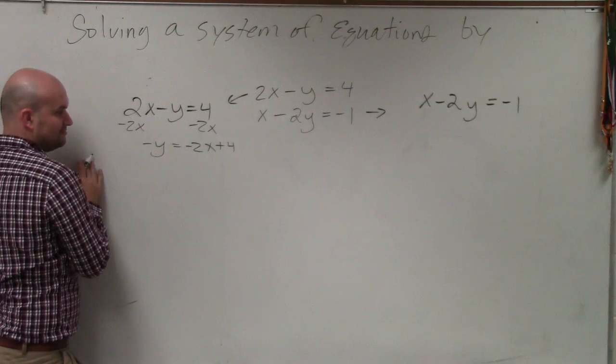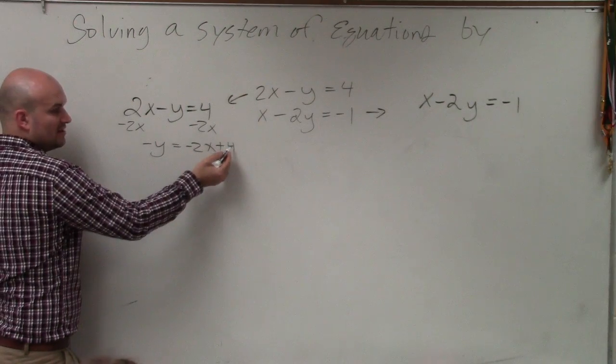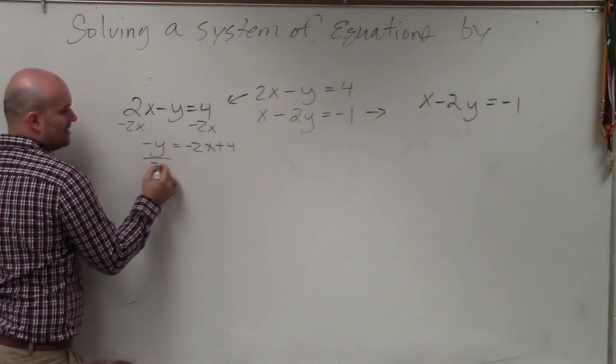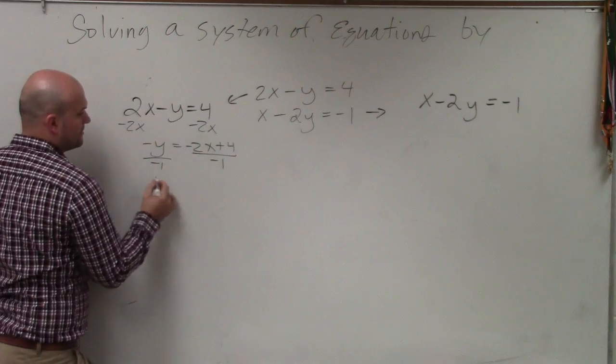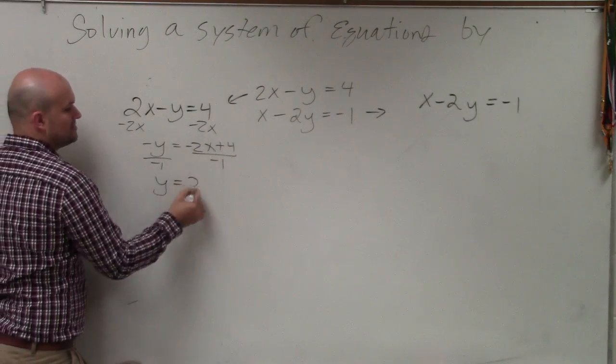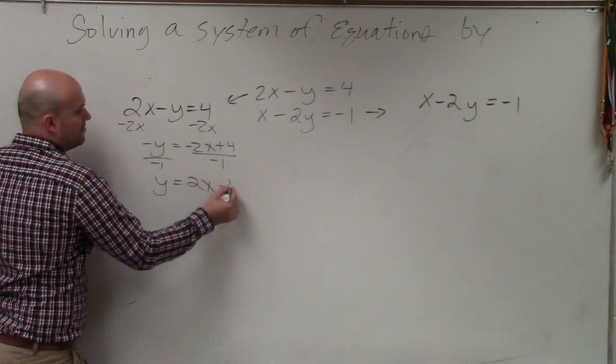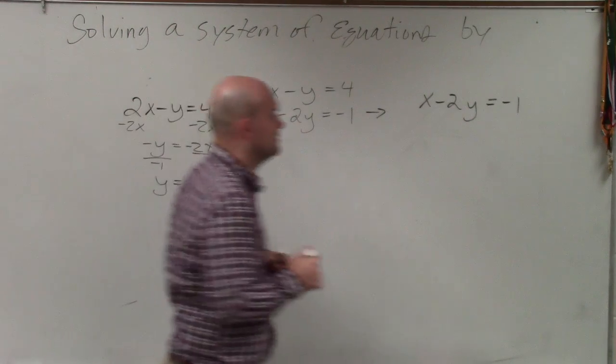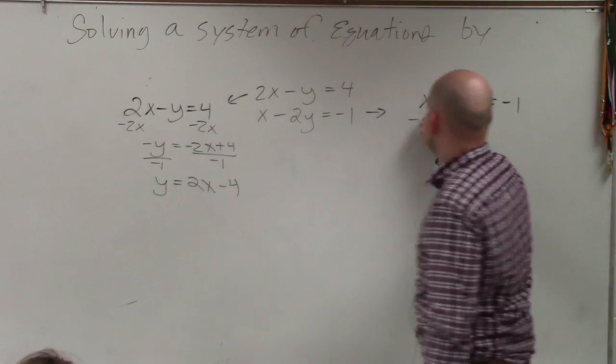We always write the variable in front of our constant. Then to get rid of the negative, I'll divide by -1. Remember, ladies and gentlemen, when you divide by a negative, that distributes into both terms. So now that's a positive 2x minus 4. OK? Over here, I'm going to have to subtract the x first.